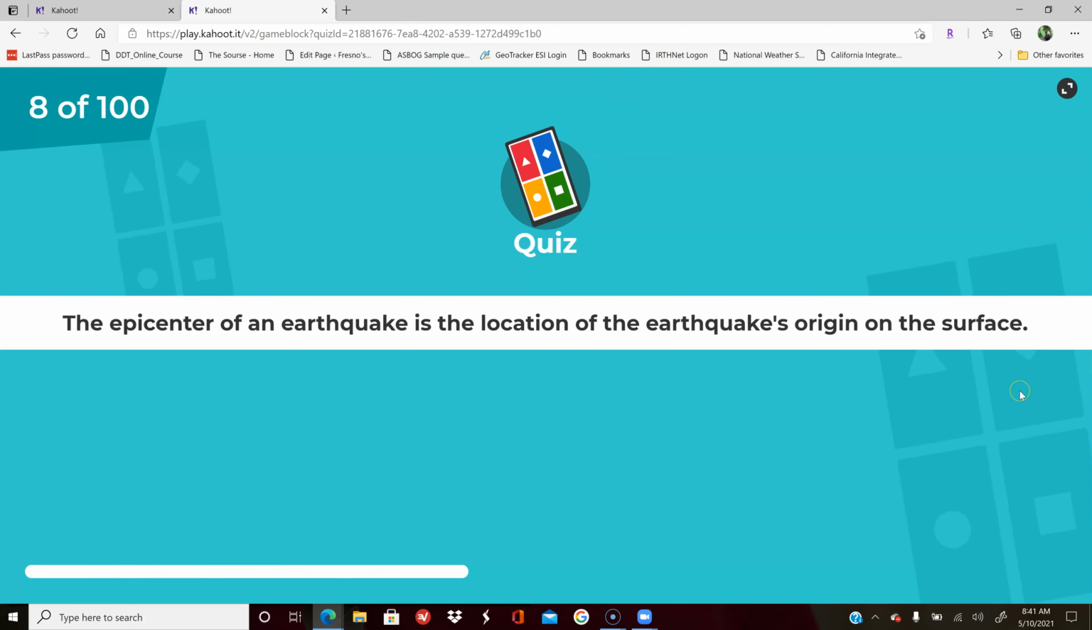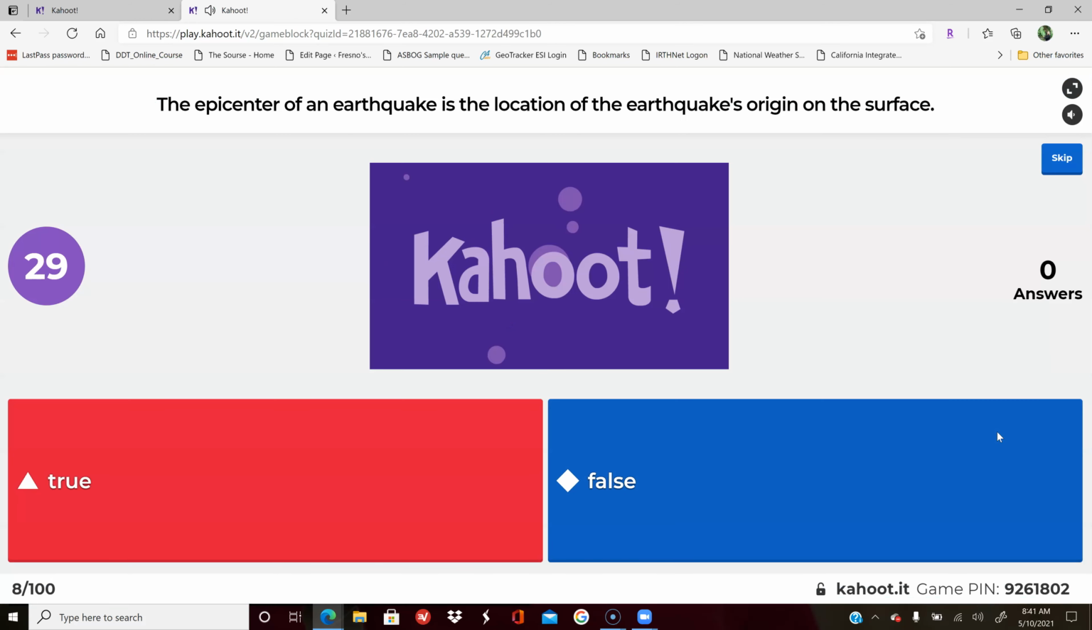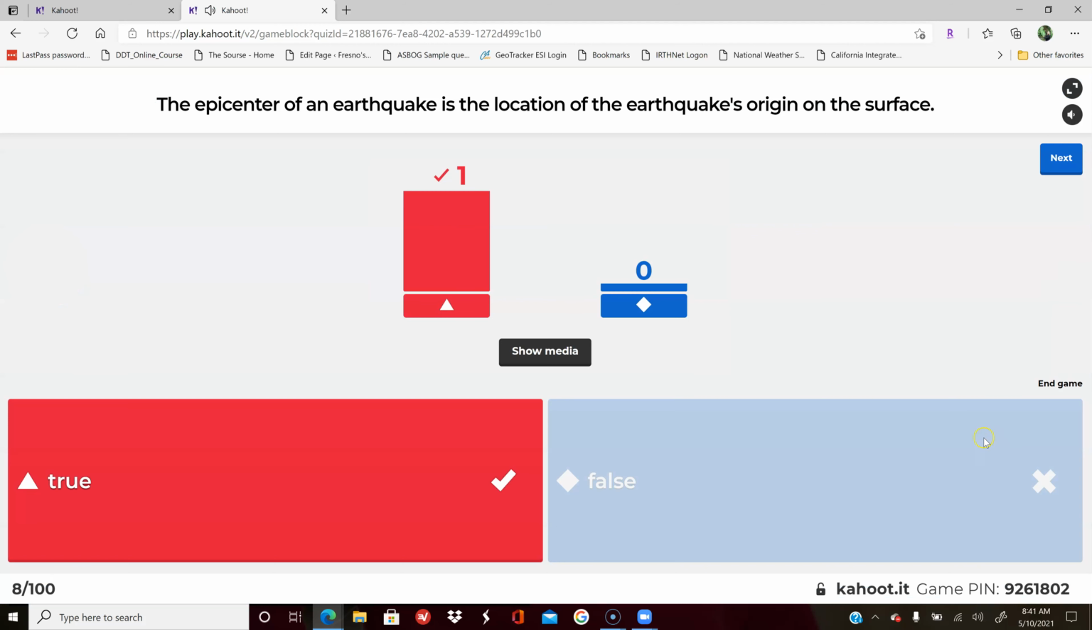The epicenter of an earthquake is the location of the earthquake's origin on the surface. True or false? This would be true. So the epicenter is where the earthquake originates on the surface, and the focus is the origin of the earthquake at depth.